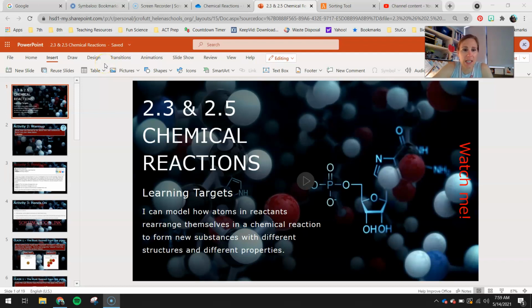Hey 8th graders, today's lesson is 2.3 and 2.5 chemical reactions. In your learning targets for today, I can model how atoms and reactants rearrange themselves in a chemical reaction to form new substances with different structures and different properties.